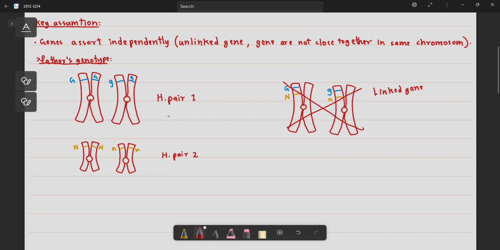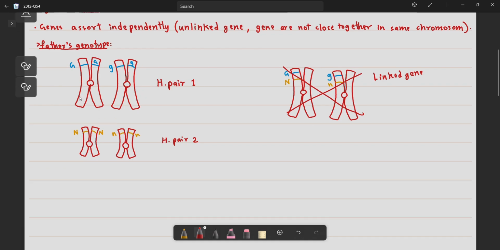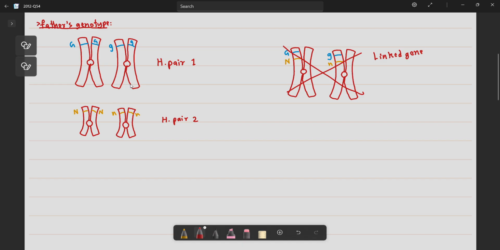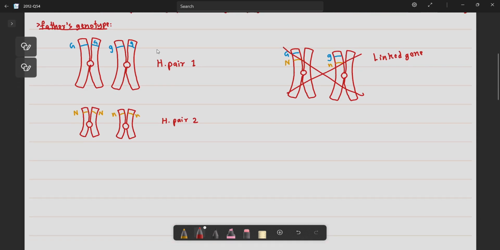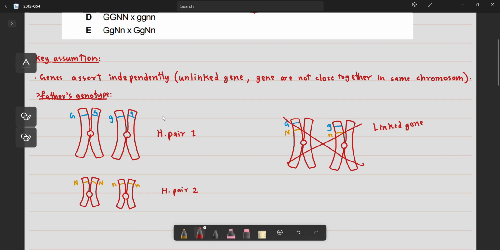So this is the correct model. We must assume that the genes are unlinked. So this is the example of unlinked genes. Different chromosomes carry different genes, and each one has different alleles also. This is the example you must know. This could be a father's genotype himself, or it could be a mother as an individual. So this is the example you must know of an unlinked gene.